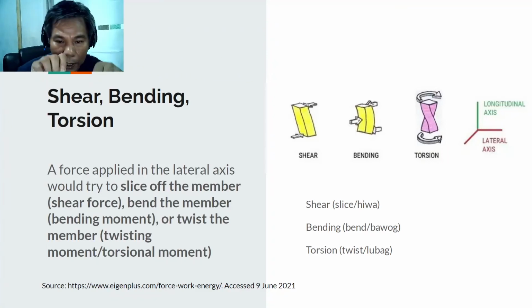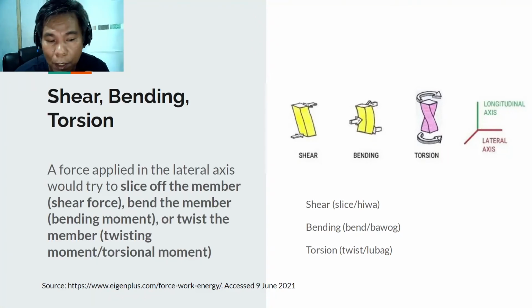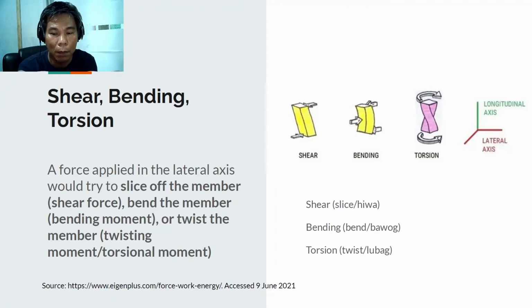Just like when you wring a wet cloth, you twist it. That's the twisting moment, or the torsional moment. Okay? So, twist it. Bending, bend it. Shear, slice off.